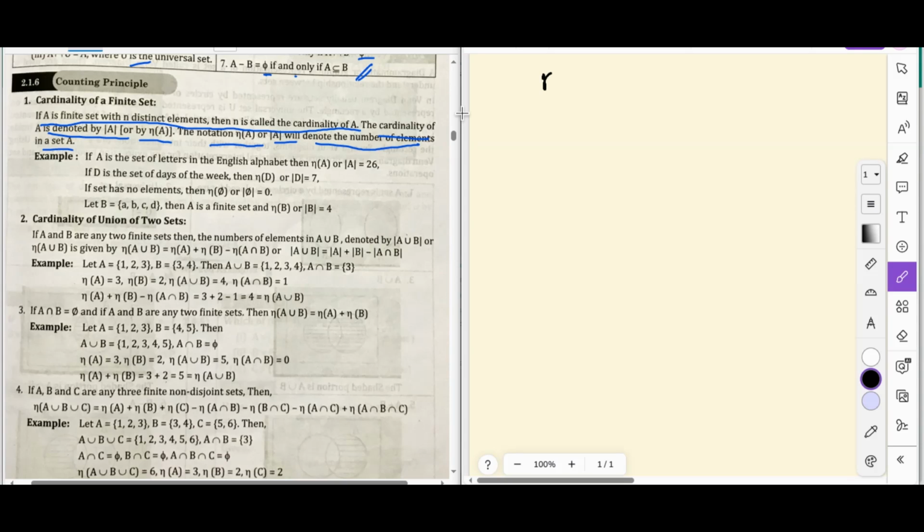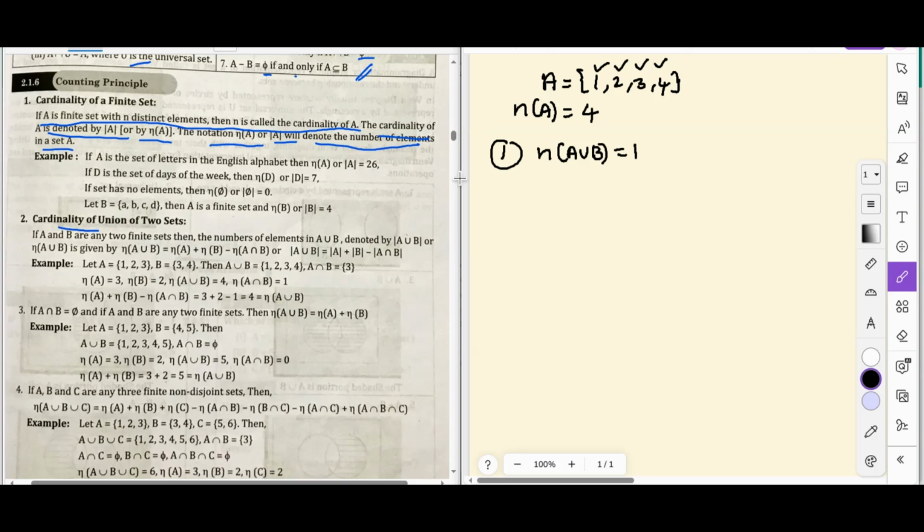For example, if A is {1, 2, 3, 4}, the cardinality of A will be, how many elements do we have? 1, 2, 3, 4 elements. So the cardinality of A will be 4. So we have some formulas to find the cardinality of two sets. These are the important formulas which will be useful for us to find the answer. So first one is cardinality of A union B.